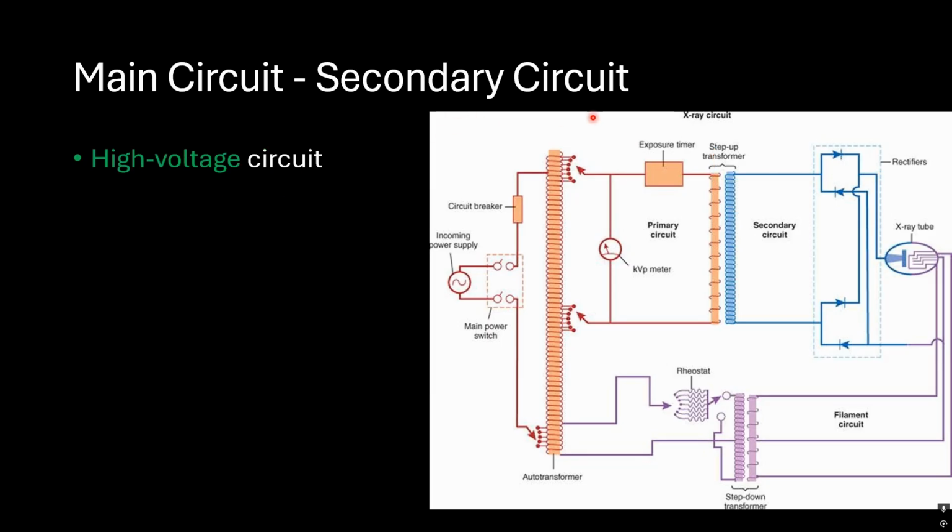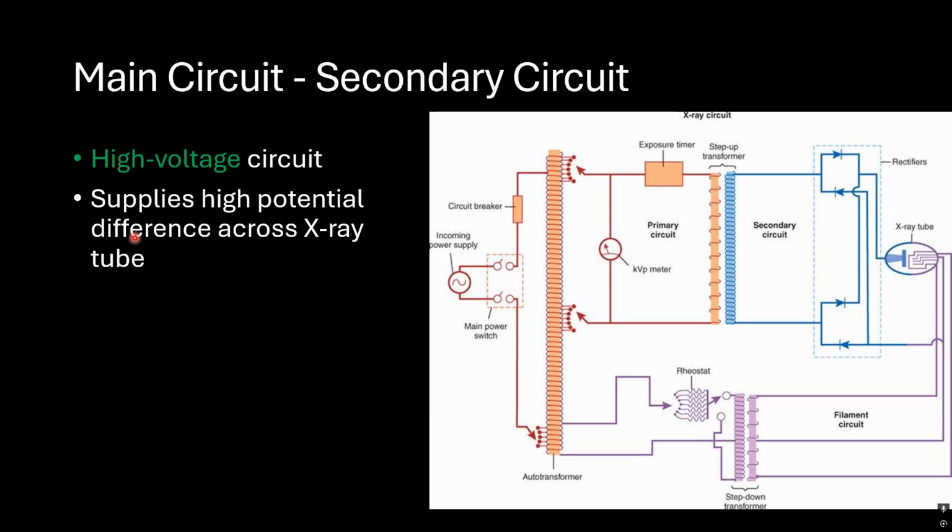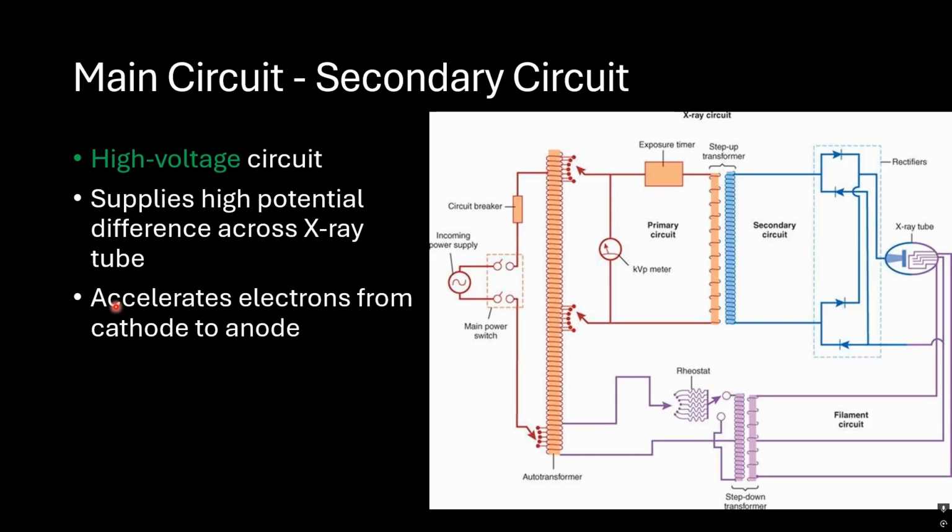And next we have the secondary circuit of the main circuit, which is on this side. It has a high voltage circuit. Why? Because the step up transformer will convert the low voltage on this side, the primary circuit, and increase it on the secondary circuit. So it supplies a high potential difference or voltage across the X-ray tube, and it accelerates electrons from cathode to anode. This circuit determines the kVp that we need for our X-ray production.